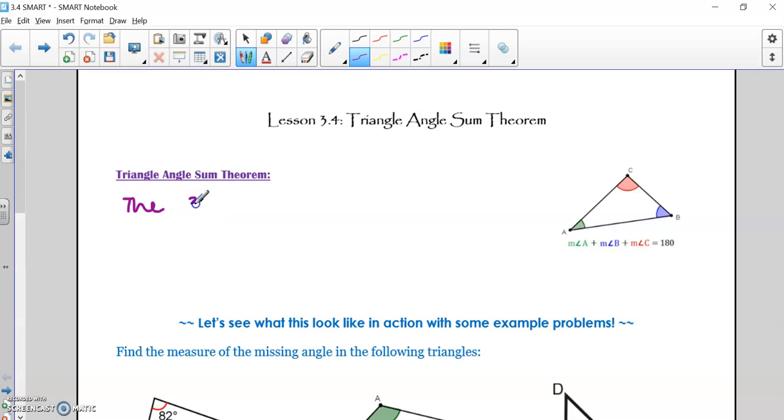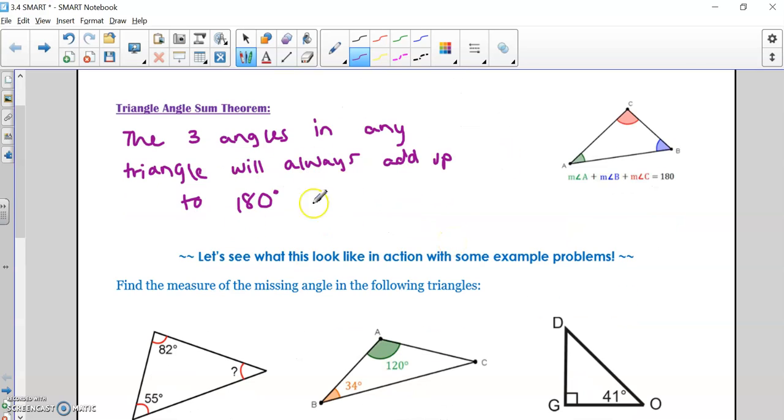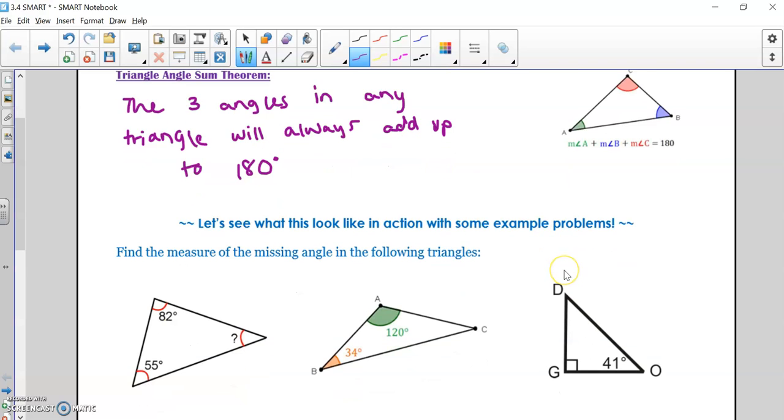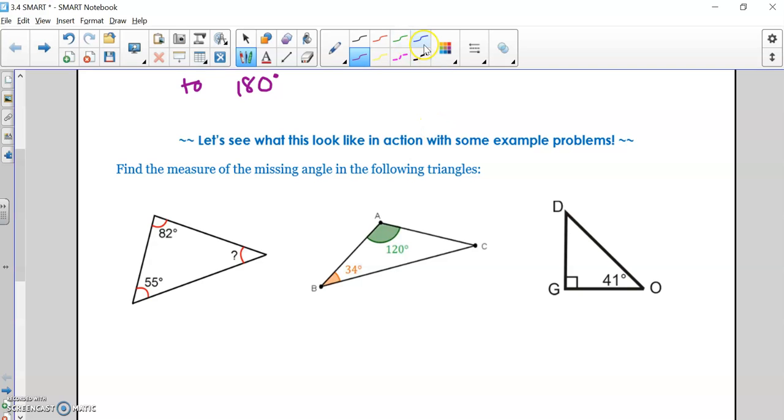Okay, so the three angles in any triangle will always add up to 180 degrees. Okay, so that gives us a lot of abilities to figure some things out in certain kinds of diagrams, right? So if we look down here at these triangles, each of them has a missing angle, and we can use this theorem to help us find out what it is.